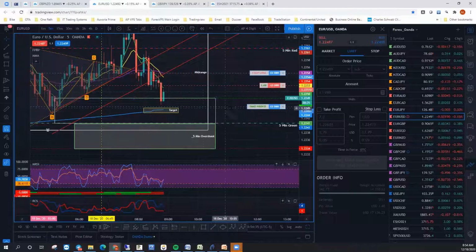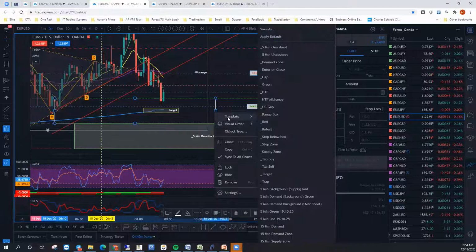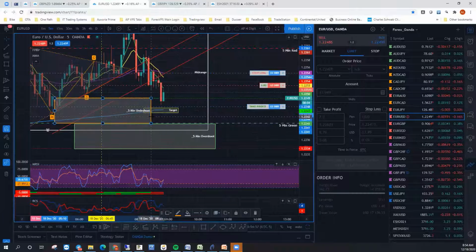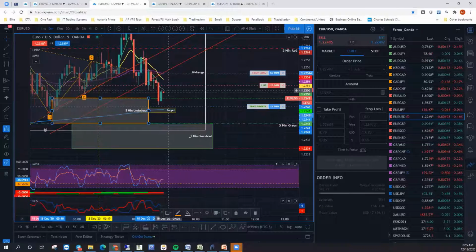You can see how it respected this little 7-pip zone right in here. This whole area right here is basically what I call the undershoot area, undershoot of the 5. Here's a 5-minute. Here's the undershoot. Here's our 7 pips before it. Here's our 7 pips after it, and it basically undershot this zone so far. Now the question is, can it come back down on the next push down? Will it bounce off of this area? In the meantime, it would get my target.